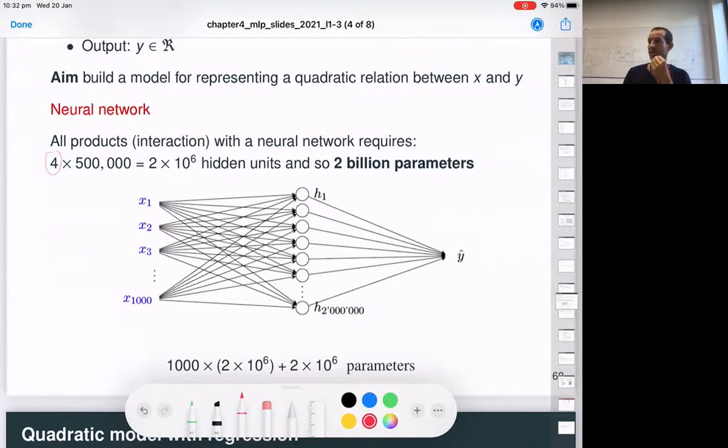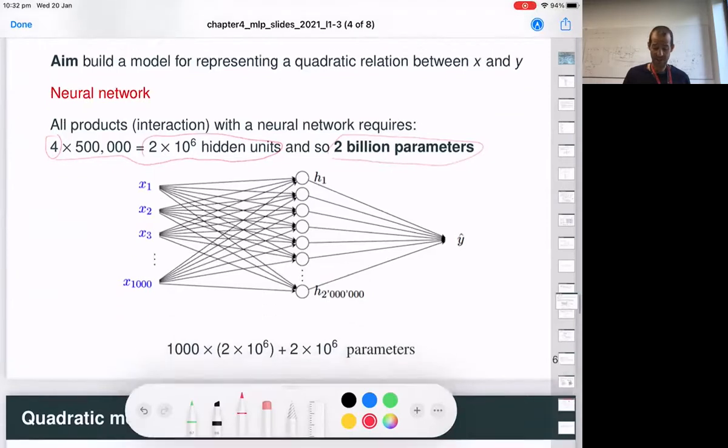There is no pattern. It is all the multiplications: X1 multiplied by X1, X1 multiplied by X2, X1 multiplied by X3, X1 multiplied by X4, and so on, all the 2x2 interactions. This is my model. Now in this neural network, everybody agrees that I need this number of units. So 2 billion parameters for doing the same as the linear model with the square.